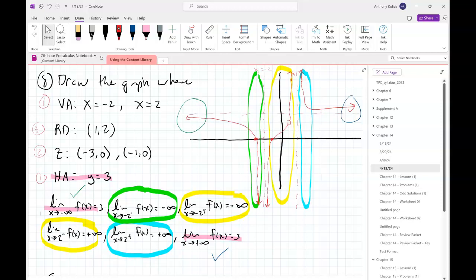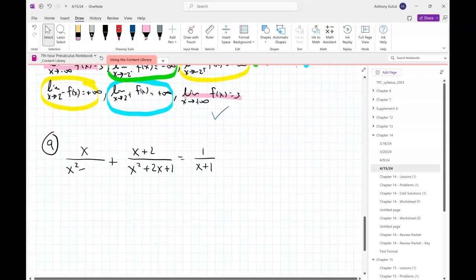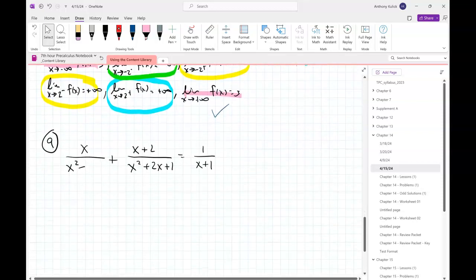Is that okay? Questions on what we did here? Okay, did it help? Talking through the order in which to deal with these things is probably helpful. Okay.